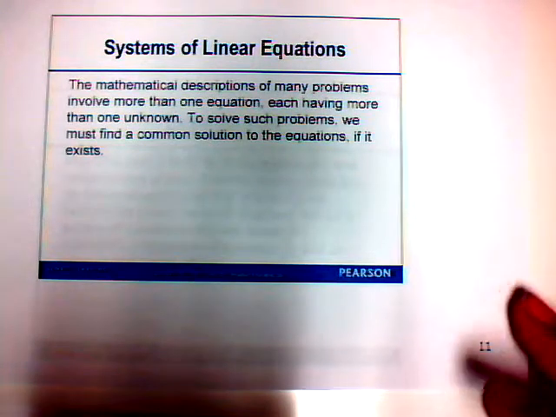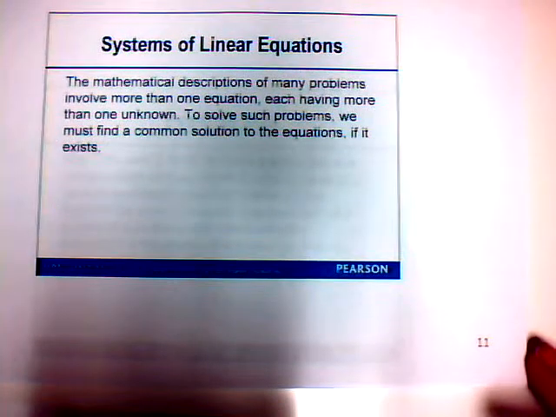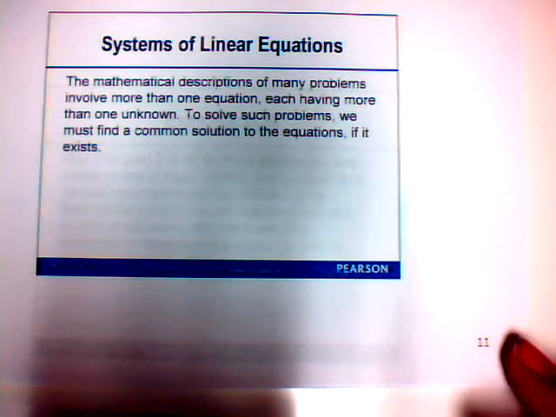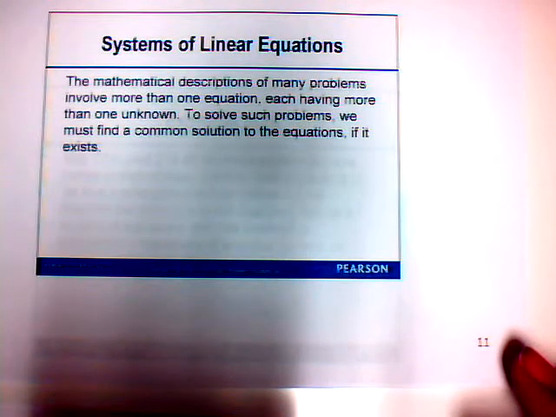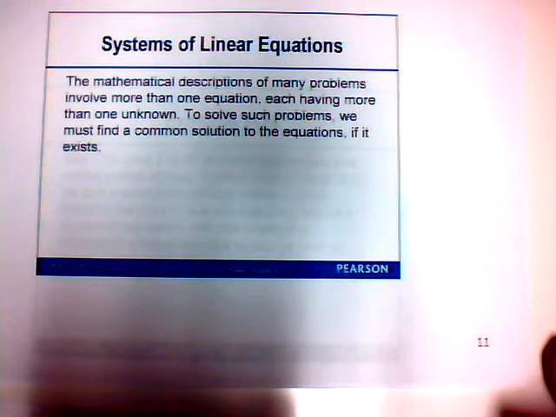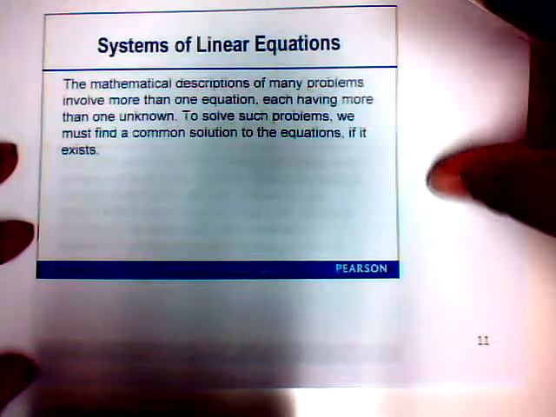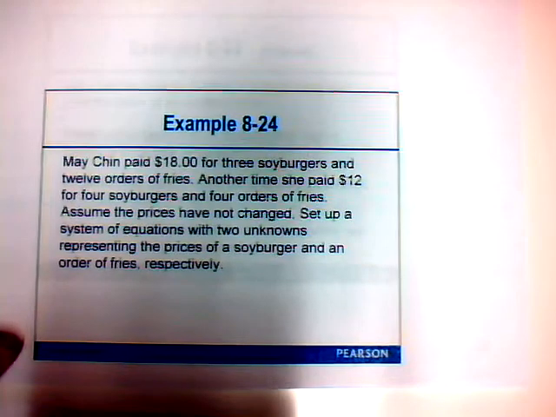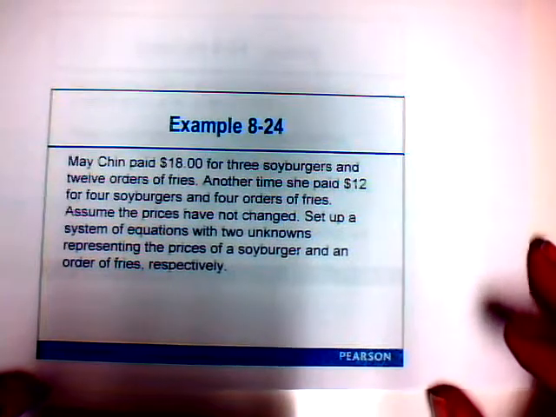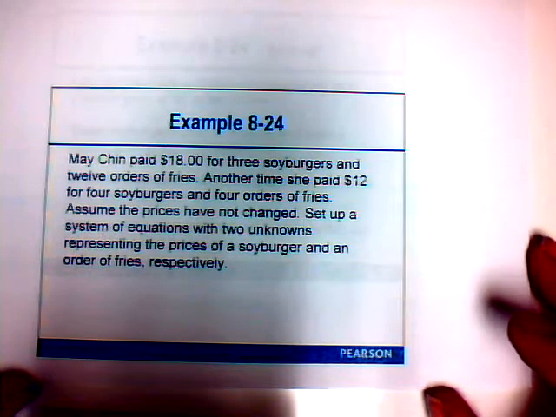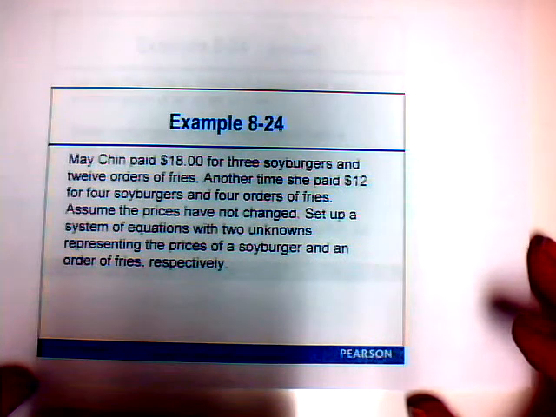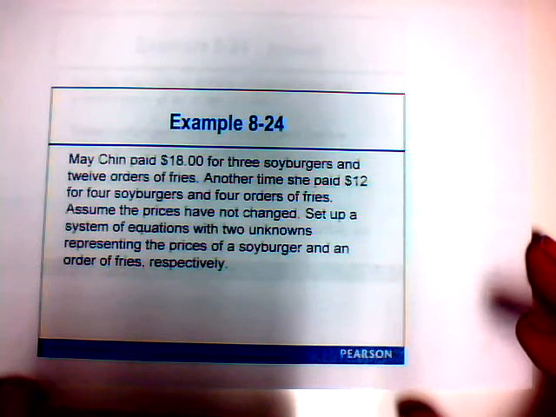Okay, next we'll look at systems of linear equations. The mathematical descriptions of many problems involve more than one equation, each having more than one unknown. To solve such problems, we must find a common solution to the equations, if it exists. Look at this example here. Mei Chen paid $18 for 3 soy burgers and 12 orders of fries. Another time she paid $12 for 4 soy burgers and 4 orders of fries. Assume the prices have not changed.